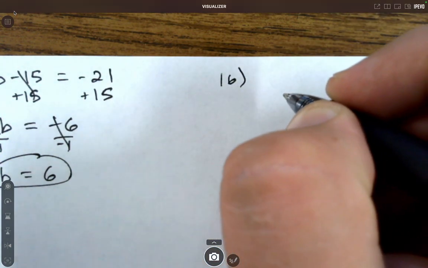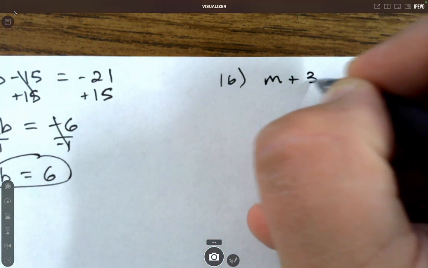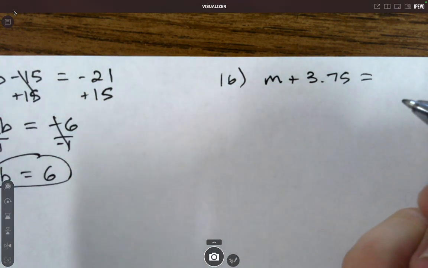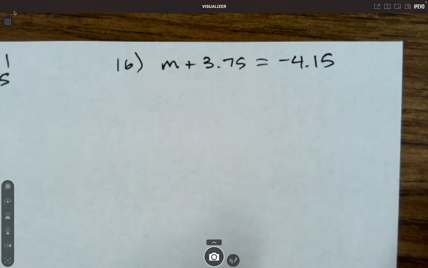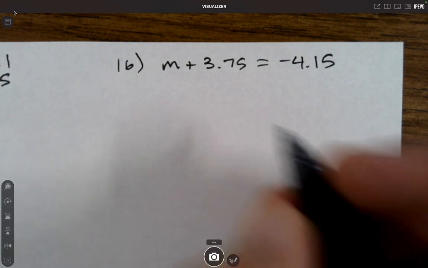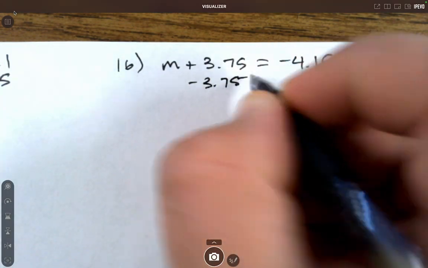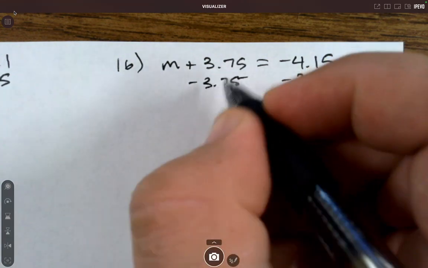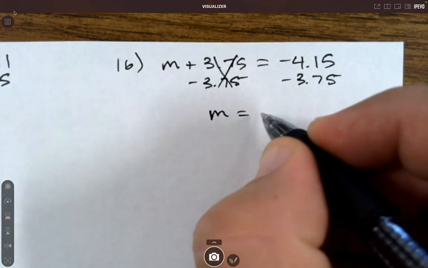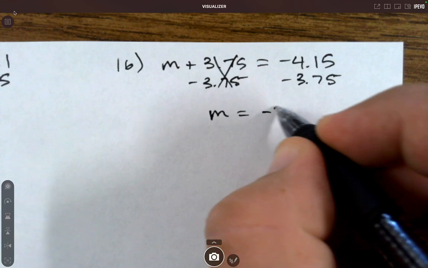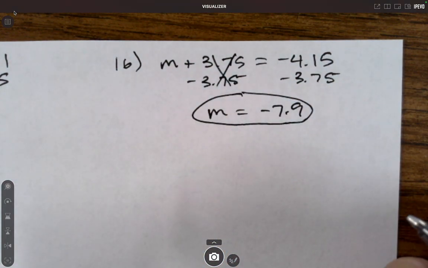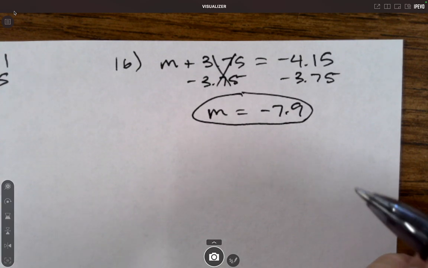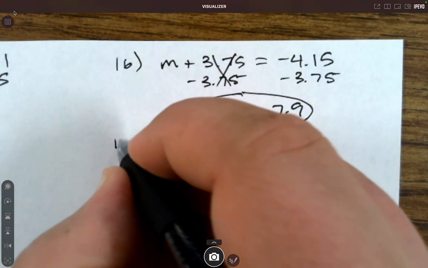16. M plus 3.75 equals negative 4.15. If I give you one like this on the test, you just have to know the process because it's calculator active. So we'll subtract 3.75 from both sides, and we get m equals negative 7.9. Okay, 17.